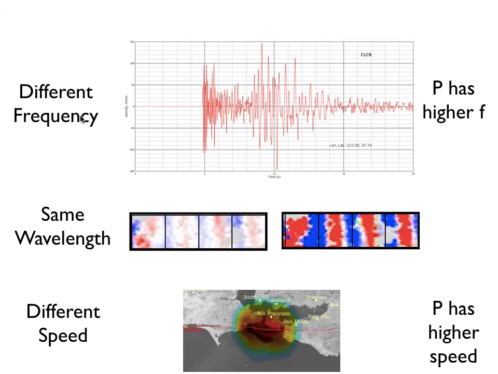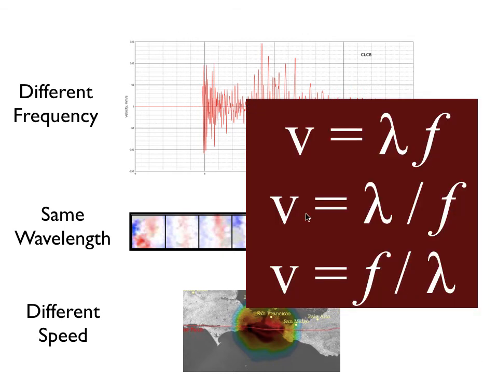So let's summarize. We have different frequencies, same wavelength, and different speeds, with the P wave having a higher frequency and a higher speed. With those 3 things, can you come up with some sort of relationship between these 3 variables: frequency, wavelength, and speed? Here are 3 options for you. Let's use V for velocity instead of speed. Lambda can be our wavelength, and F can be our frequency. Here are 3 possible equations that could relate those. Which ones of these are possible?